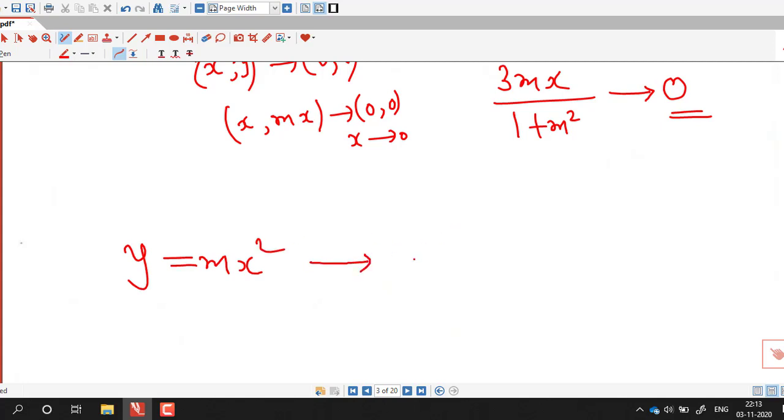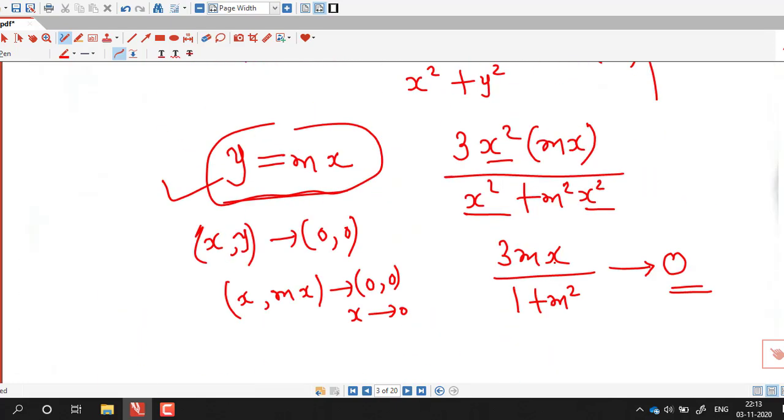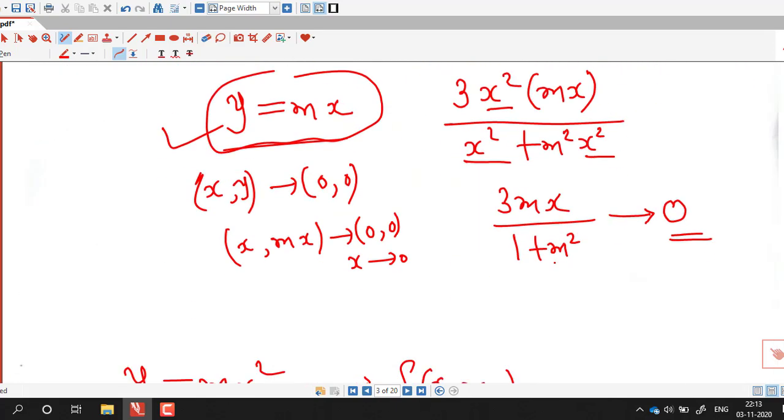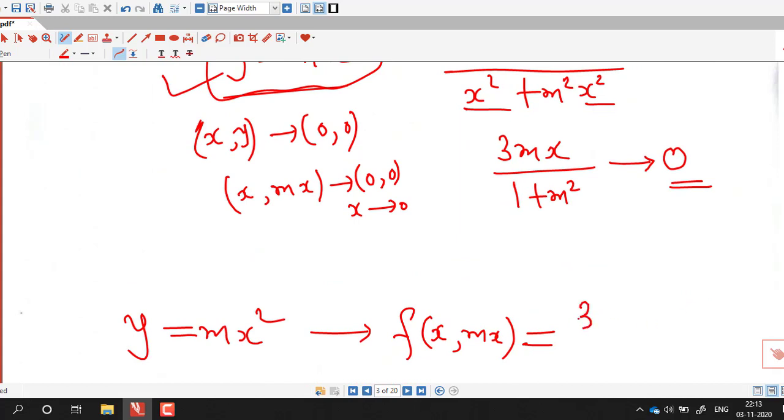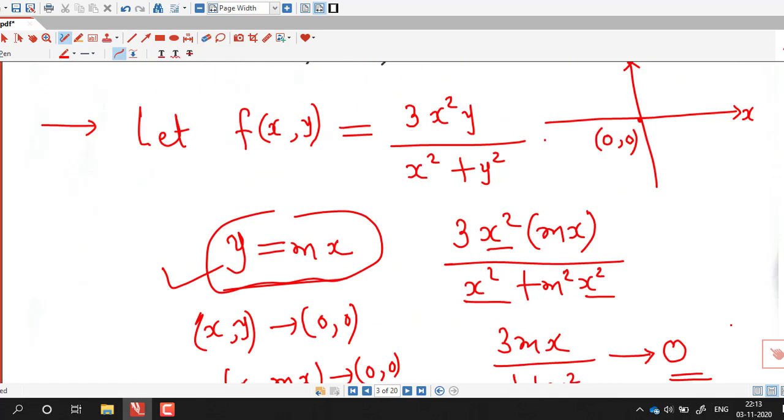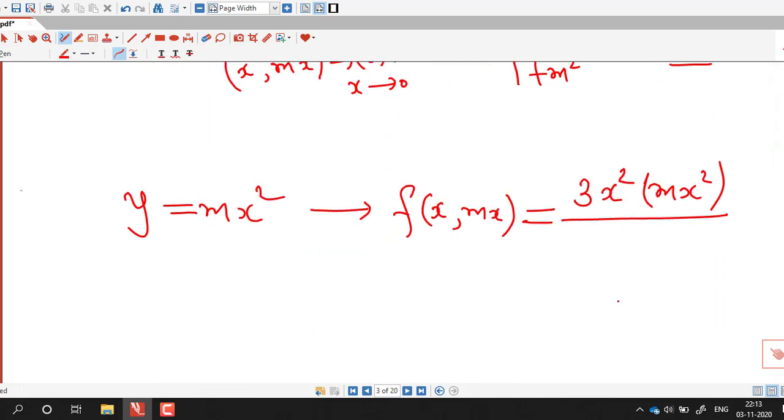So now we try to find out the value of the function along parabolas. So we put y equal to mx square. So the function is 3x square y over x square plus y square, which is 3x square times m x square over x square plus y square, where y is mx square. So we have to take the square of y, so it is m square x raised to 4.